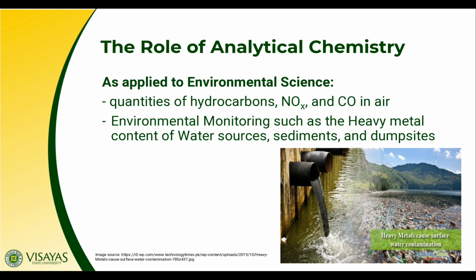So for the role of analytical chemistry as applied to environmental science, it could be used to quantify hydrocarbons, nitrogen oxides, and carbon monoxide, as well as carbon dioxide in air. So you could actually do an environmental monitoring on the quality of air around you, as well as for water sources, sediments, and dump sites. So you could actually assess the level of pollution with regards to the presence of heavy metals when you try to learn some of the methods in analytical chemistry and apply it later on to environmental science.